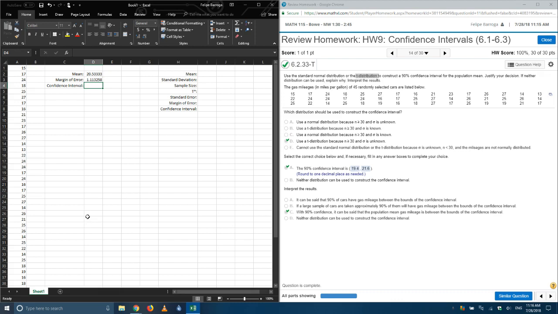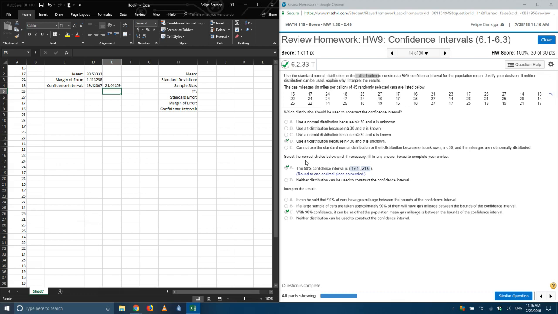Okay. Now to get the confidence interval, we'll take the mean, which we found up here, and subtract and add the margin of error. And there's my confidence interval.